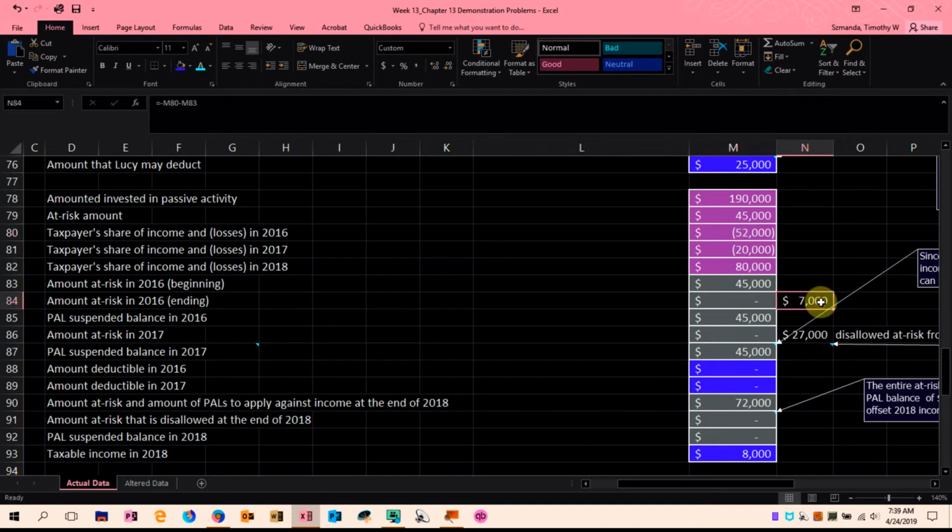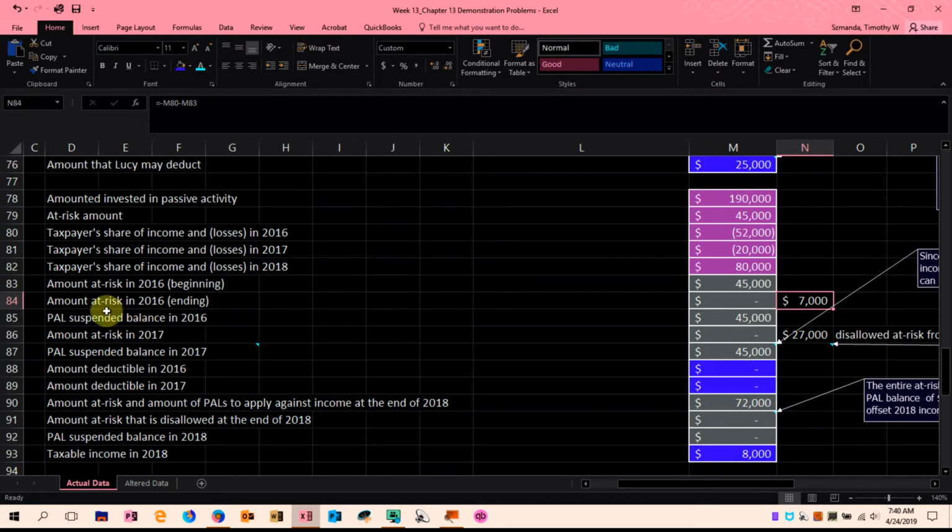And we had $7,000 of disallowed at-risk that's left over, right? $52,000 minus $45,000 is $7,000. So here's that disqualified at-risk amount that we need to keep track of. But at least as of the end of 2016, we have nothing at risk. There's 0 at risk now, since the loss in 2016 consumed our entire at-risk amount. And we have the $7,000 disqualified at-risk amount that we can't use this year.